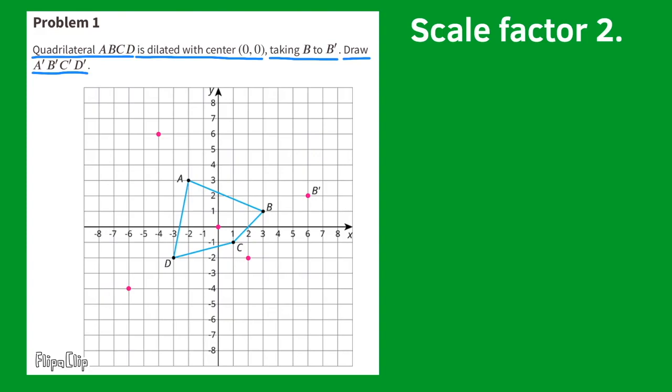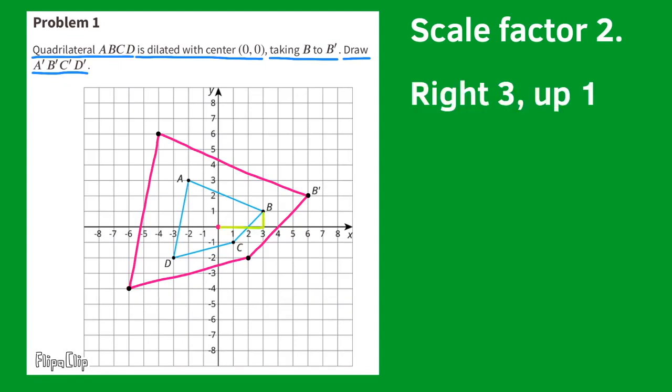Connect the points and you'll see the dilation A prime, B prime, C prime, and D prime. Here's an accurate method that you can use to help you place the point for the dilation. Start at the center point and count over 3 and up 1 and it takes you to B. Since it's a scale factor of 2, start at B and move 3 to the right and go up 1 and place your point for B prime.